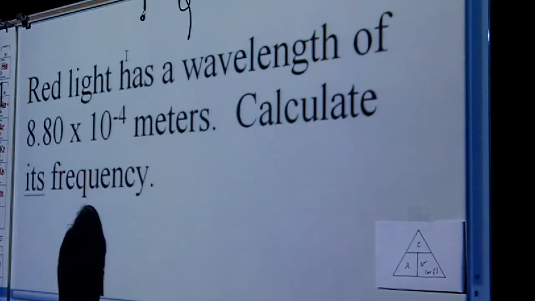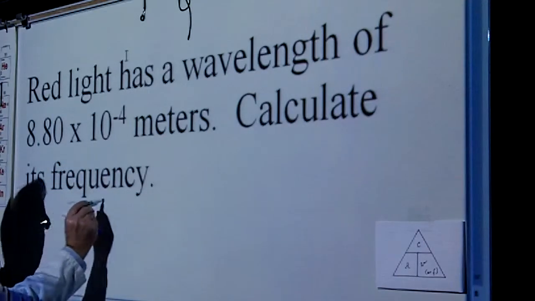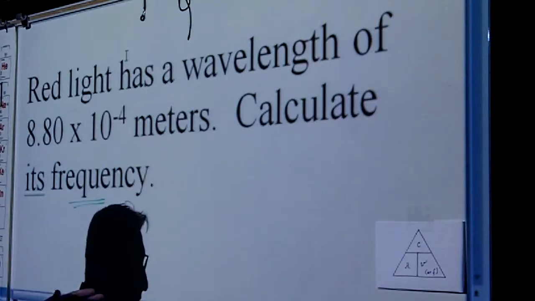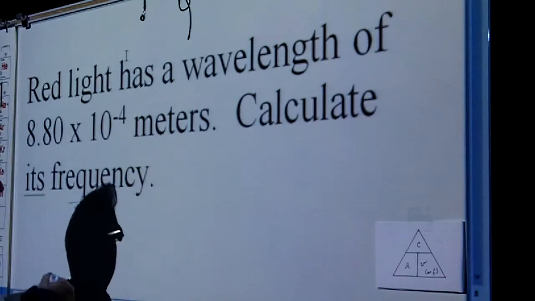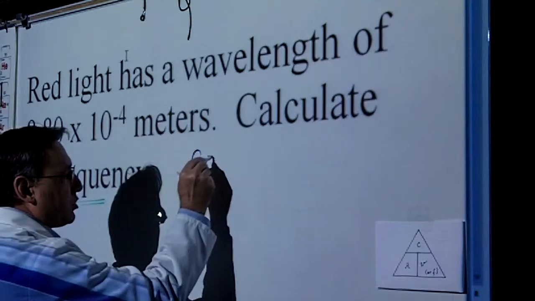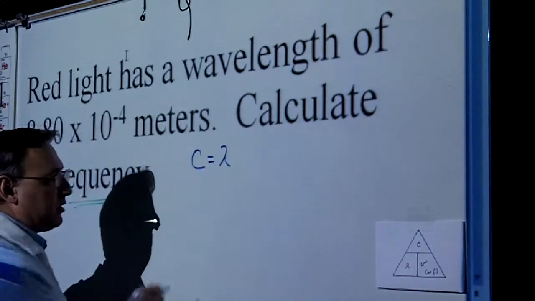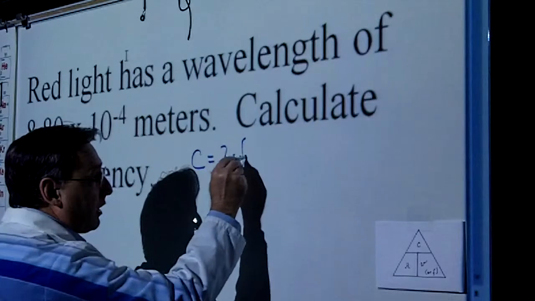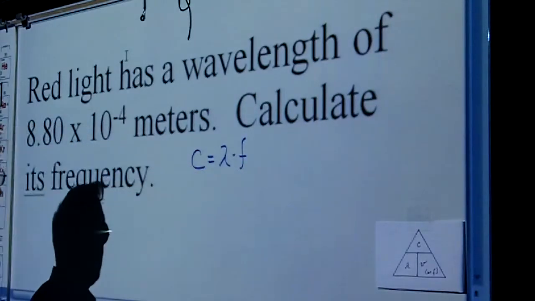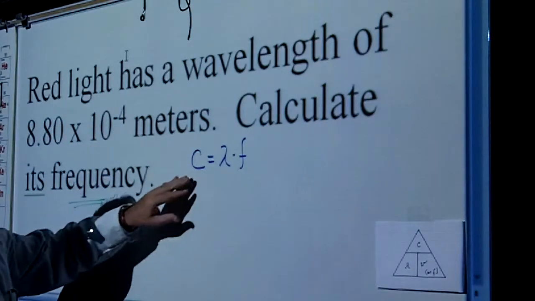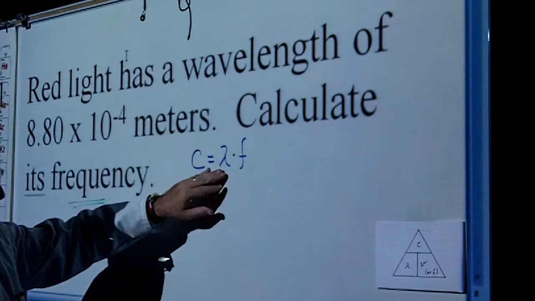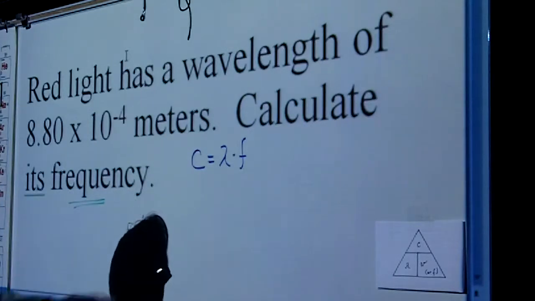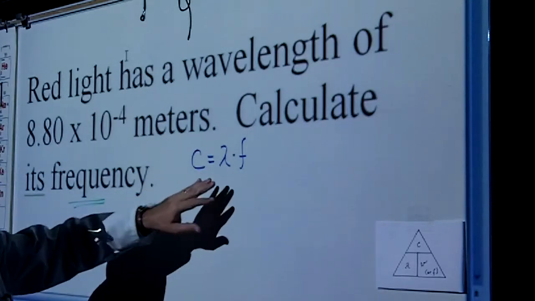Now they're telling us that we want to calculate the frequency. So we're going to need the equation that relates speed of light to wavelength and to frequency. And here it is. It's the speed of light, or C, is equal to the wavelength, and I'll denote that by lambda, times the frequency. I'll use a capital or a cursive F to denote frequency. Speed of light in meters per second is equal to the wavelength in meters times the frequency in hertz, or 1 per second.